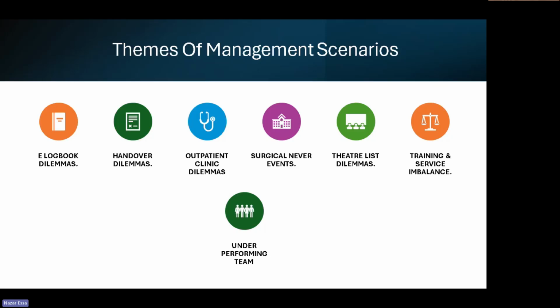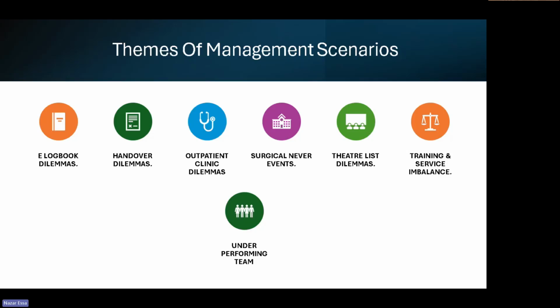Because a very important thing about the management scenario station is buzzwords. They want you to use these terms. If someone said, oh, this is something not accepted, but another candidate said, this is a surgical never event, these are completely different candidates. One of them is fully aware of the setup in the NHS, and using the terms will tell the examiner that you are someone who is used to dealing with management aspects in daily practice. So there will be a frame to deal with.